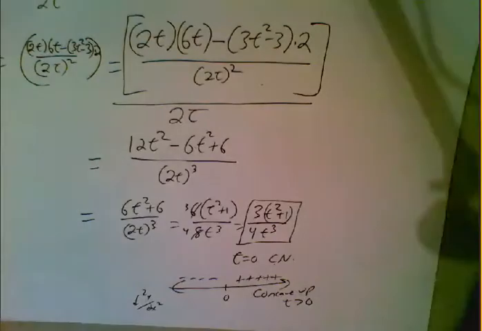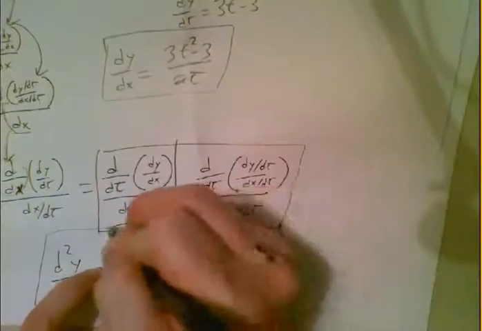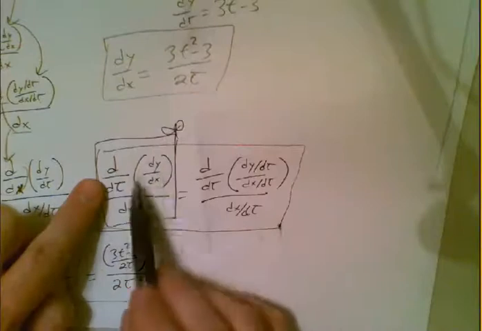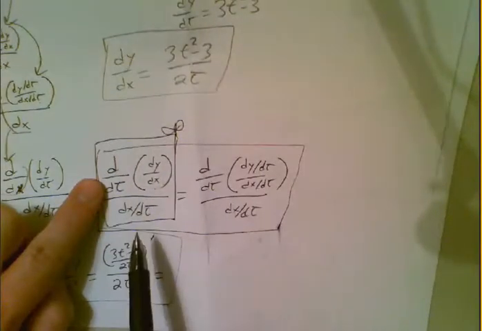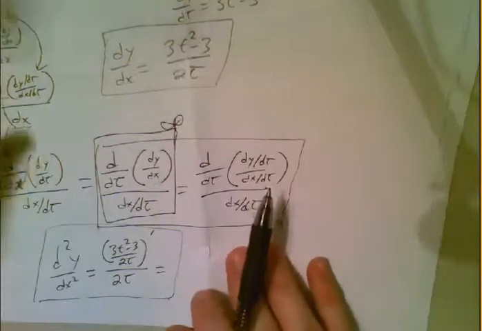Okay, so again, the formula you need to help you with this is basically this one. That's probably the one you'll see the most often. The derivative of dy/dx with respect to t over dx/dt. Okay, but it all comes from this, which we already did. Alright, that should help you finish the problems.